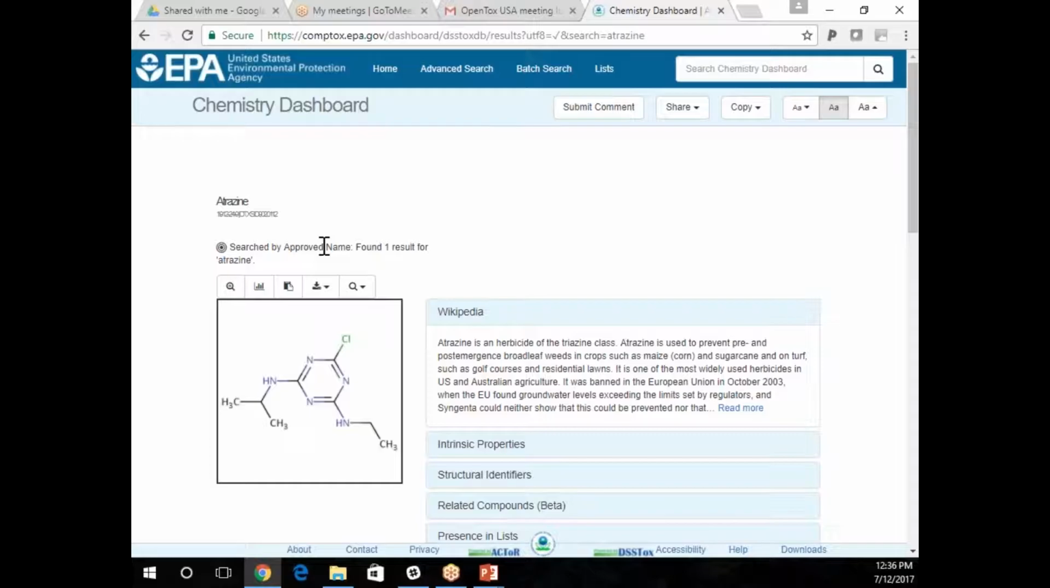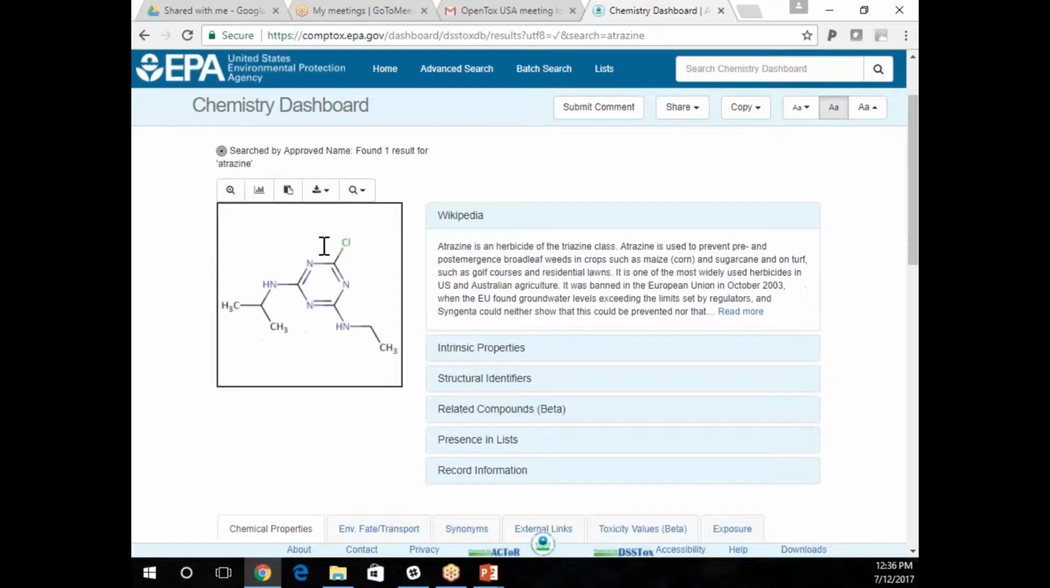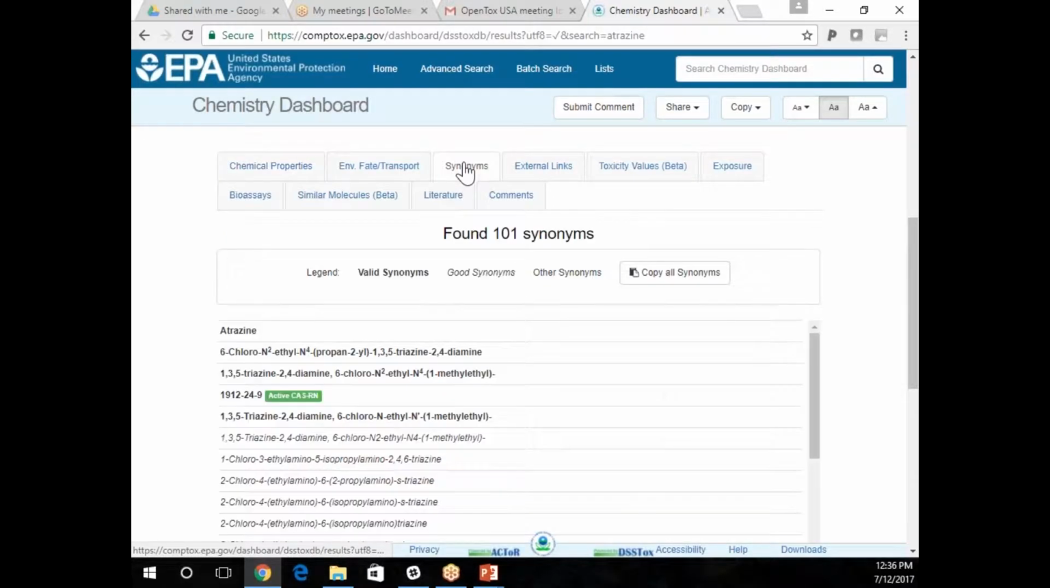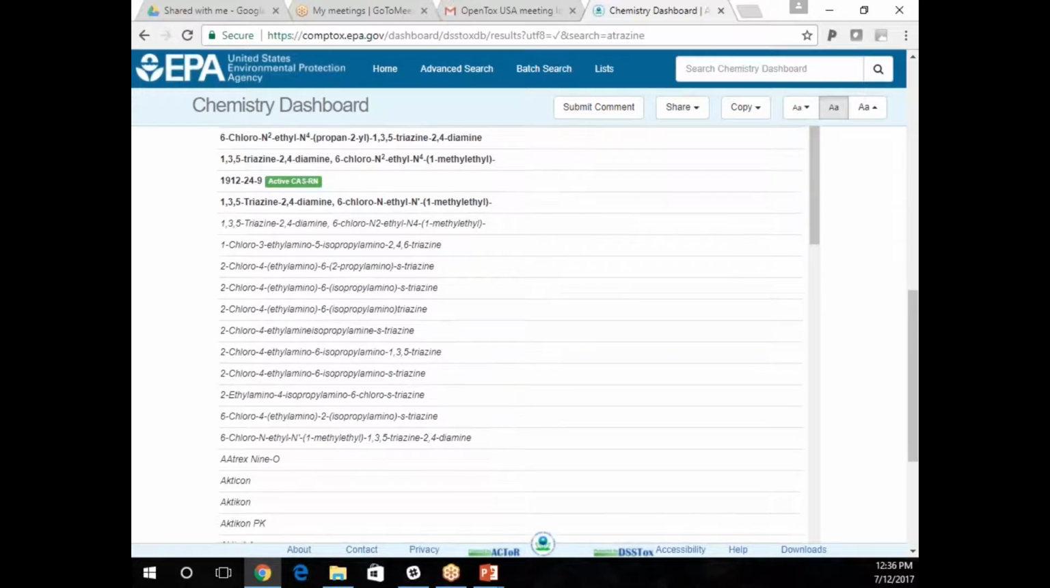So you can see that we have an autofill in here that allows people to see things as they type, substances that we may have that are associated with the thing that they are typing in. In this case, if we search for atrazine, you come to our generic chemical page. This is what we put up for all chemicals when you do a search. And here you can see that we specified that this was found by an approved name. So this is a preferred name.